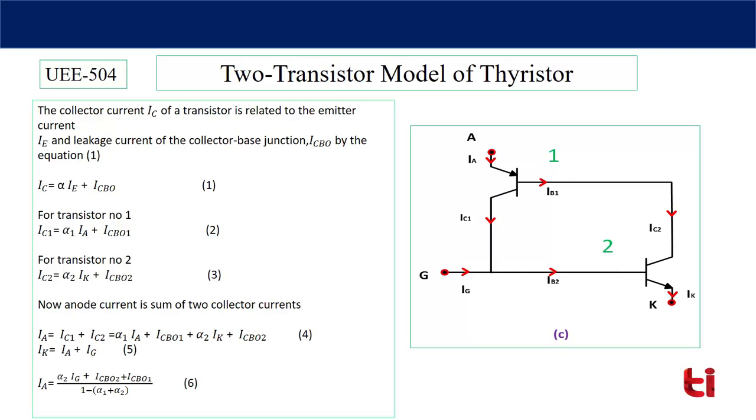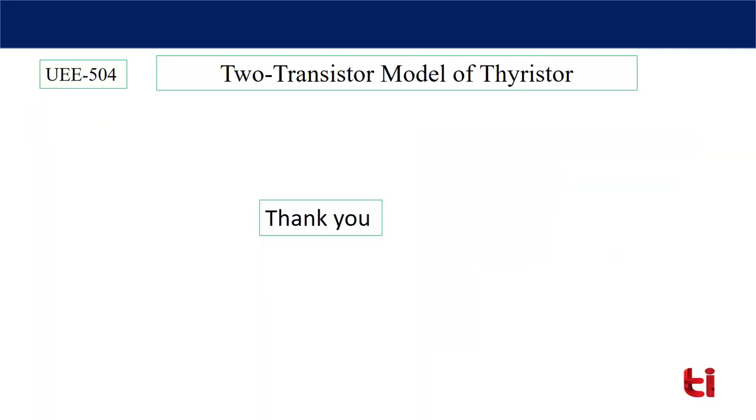So from equation 6, it is clear that a thyristor can be represented as equivalent to a transistor model. So today we have discussed the two transistor model of a thyristor, and we have seen how a small amount of gate current triggers our SCR. So it is just the representation of the SCR through two transistors. Thank you.